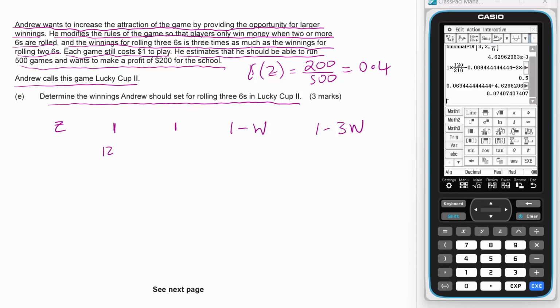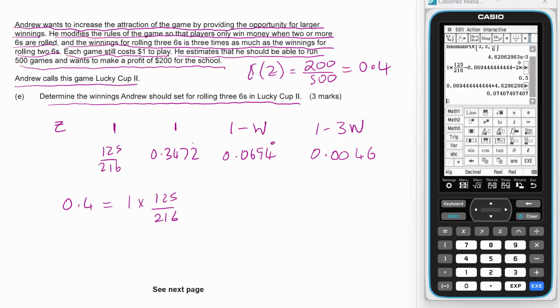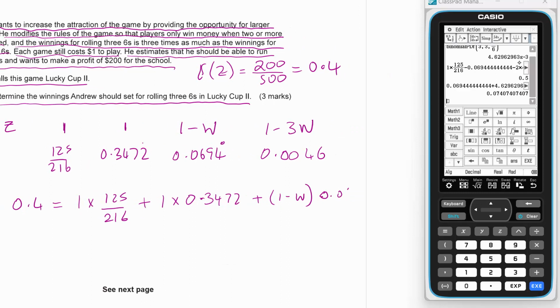Now, the probabilities here are the 125 over 216 still. And then we've got the 0.3472 recurring. And we've got the 0.0694 recurring. And the 0.0046. That's the number there on the calculator. And so what we have is that we need 0.4 to be equal to 1 times 125 over 216 plus 1 times 0.3472. We might use a bit more of that number, or use a fraction if you've worked it out, plus 1 take away W times 0.0694 recurring, plus 1 take away 3W times 0.0046, and of course using that number on the calculator up there.